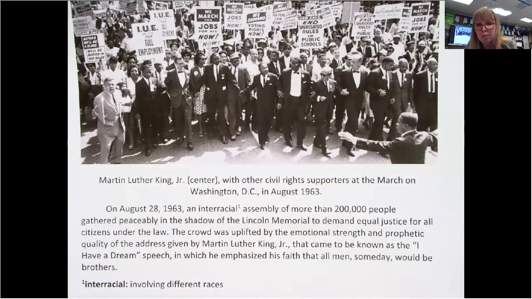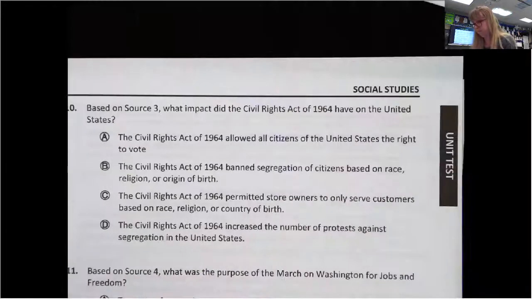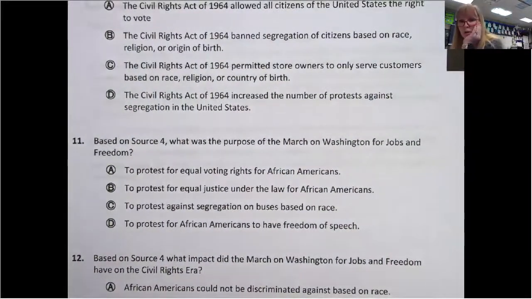The crowd was uplifted by the emotional strength and prophetic quality of the address given by Martin Luther King Jr. that came to be known as the I Have a Dream speech, in which he emphasized his faith that all men someday would be brothers. Based on source 4, what was the purpose of the March on Washington for Jobs and Freedom?